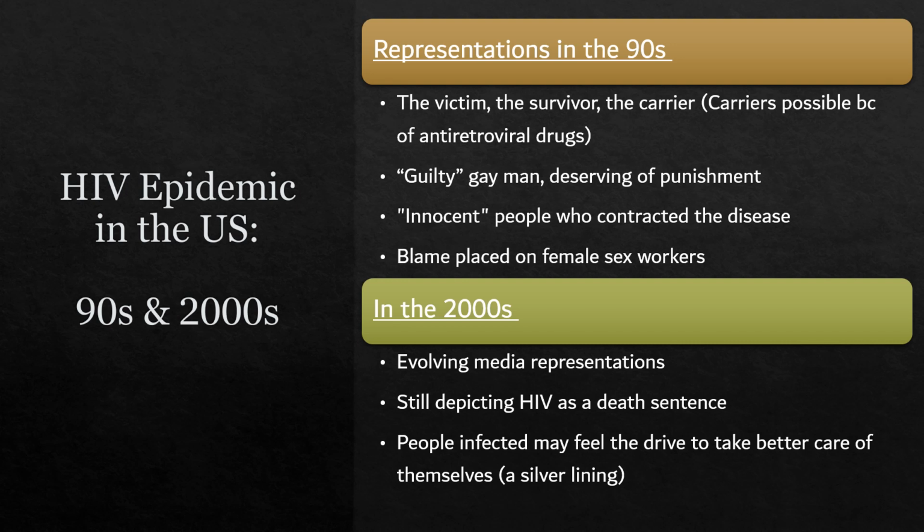We also had some other tropes during the 1990s about the so-called guilty gay man, deserving of punishment, this idea that gay men and also transgender women were immoral individuals, were deserving of this punishment, and often this was linked to Christian ideals and other kinds of religious ideologies during that period in time. We saw a lot of media representations of these kinds of ideas being perpetuated. And on the contrary, this representation of so-called innocent people who contracted HIV.